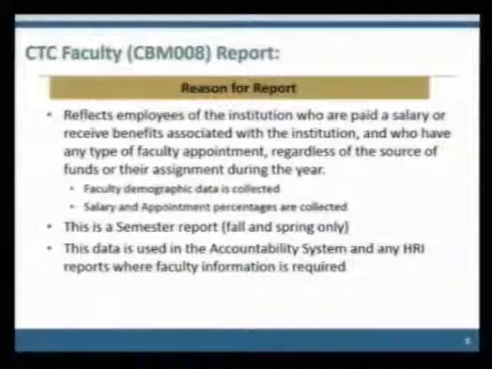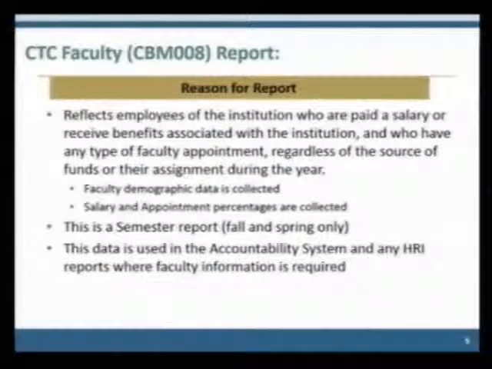Okay, so like we promised earlier, we'll do a separate piece for the community college, which does have a couple of nuances that are different. Again, it reflects employees of the institution who are paid a salary or received benefits associated with the institution who have any type of faculty appointment, regardless of the source of funds or their assignment during the year. Faculty demographic data is collected. Salary and appointment percentages are collected.